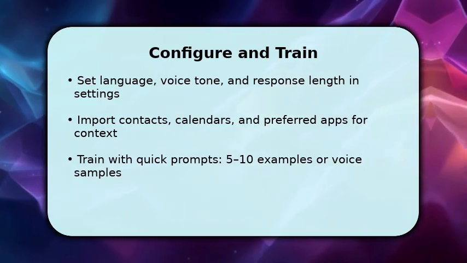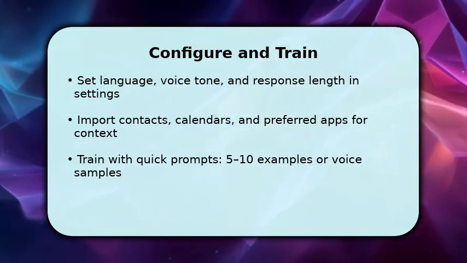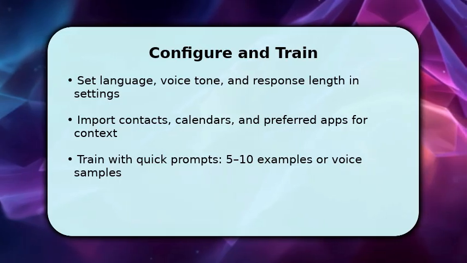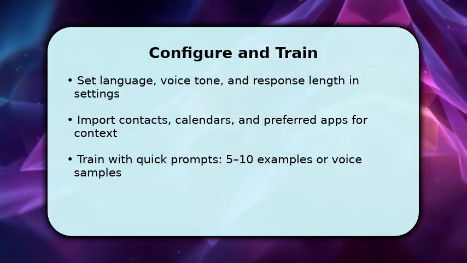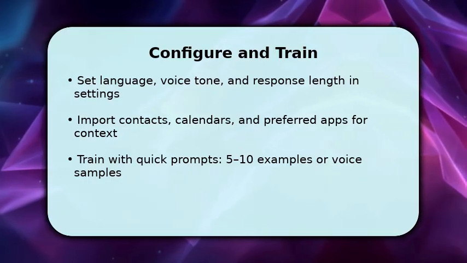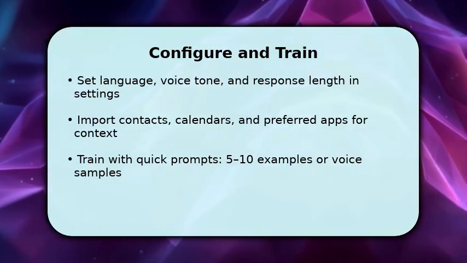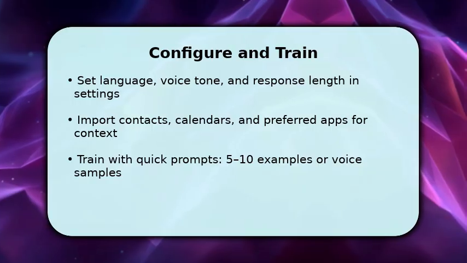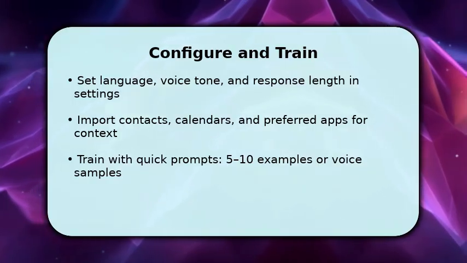Next, connect calendars, contacts, and frequently used apps so the AI can pull real-time context and act inside other apps. Once done, give the model 5 to 10 quick prompts or voice samples to refine its responses. This training makes suggestions more relevant.